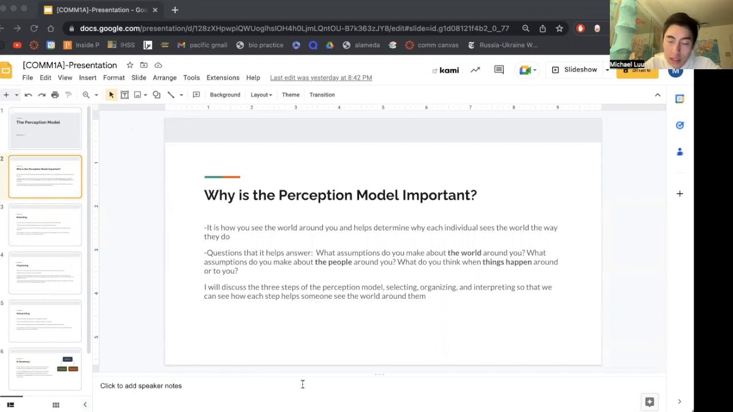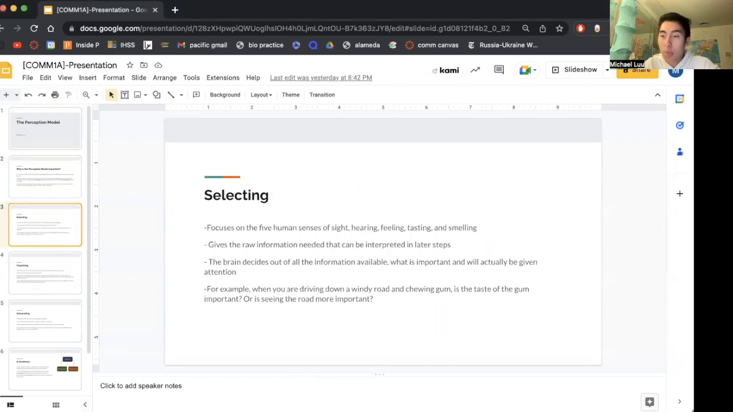Perception involves taking in the stimuli around you and using personal experiences and previous knowledge to decide what the stimuli mean. This could mean the difference between running from a bear or trying to get its attention. One may be chasing you, and one may be behind an enclosure right in front of you. The perception model explains how we see the world around us by breaking it down into 3 steps: selecting, organizing, and interpreting. So the first step is selecting.